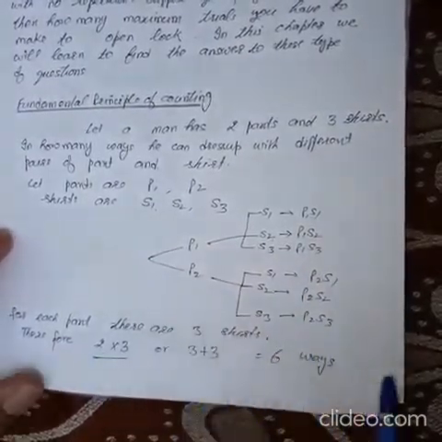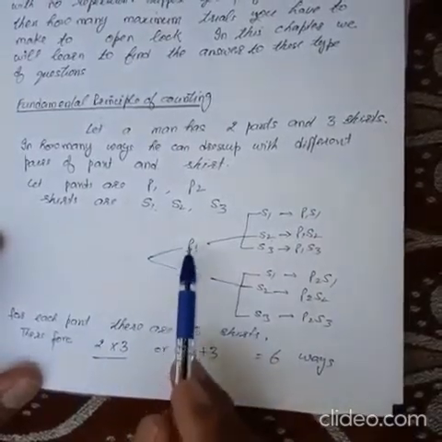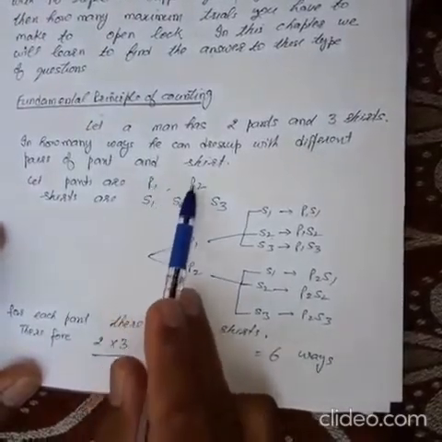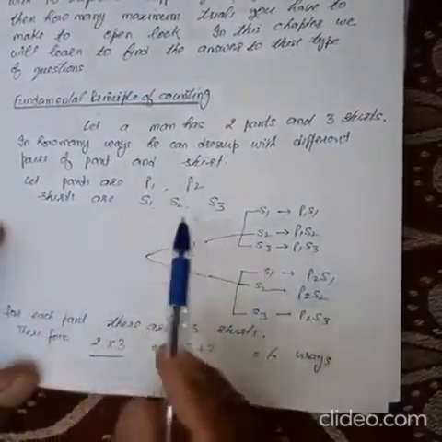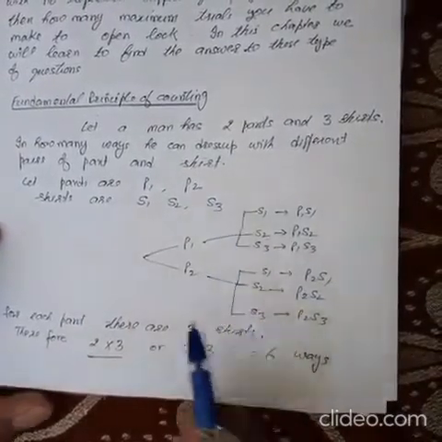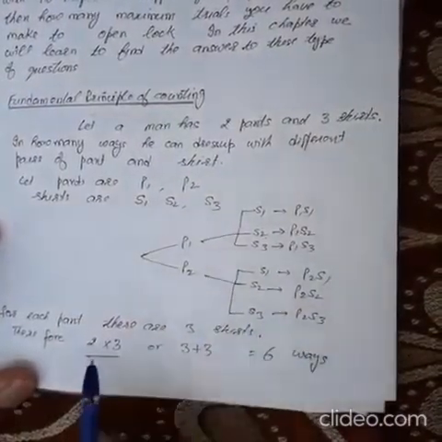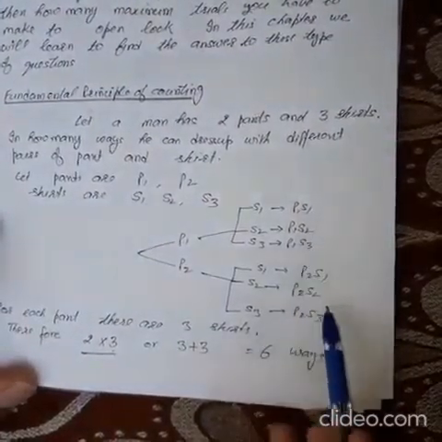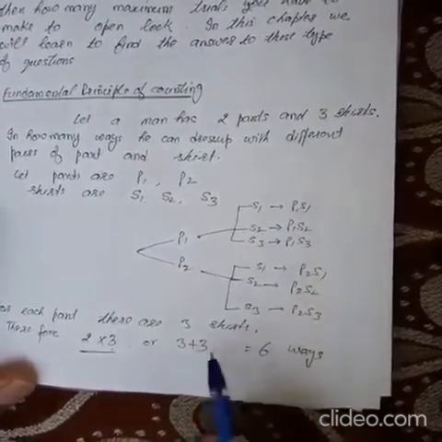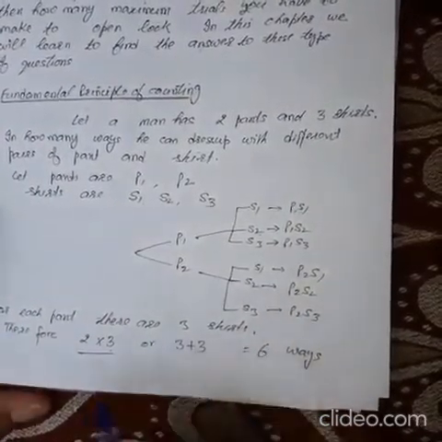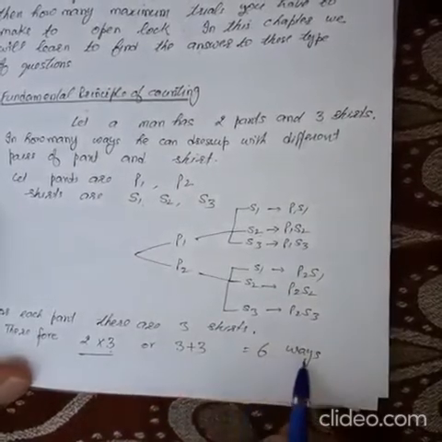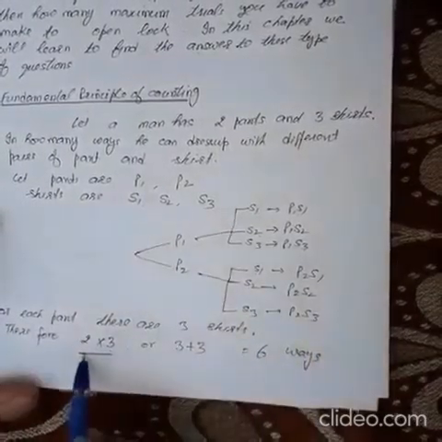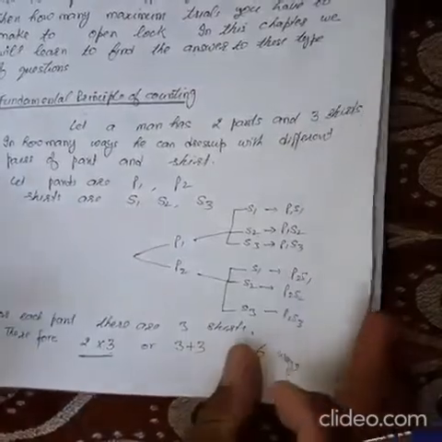But while solving questions, there are 2 pants and 3 shirts. For the pant we have 2 options, as the man has 2 pants. For the shirts he has 3 options, and we have to multiply them to find 2 multiplied by 3. Using the earlier method we did 3 plus 3, which can be written as 2 multiplied by 3. So that's why there are 6 ways. This is called the fundamental principle of counting, or the multiplication theorem, multiplication rule.